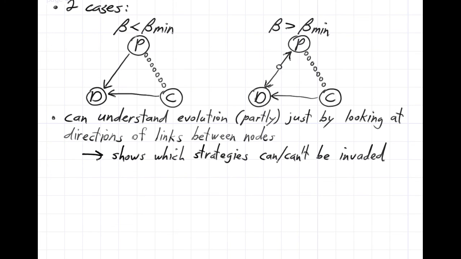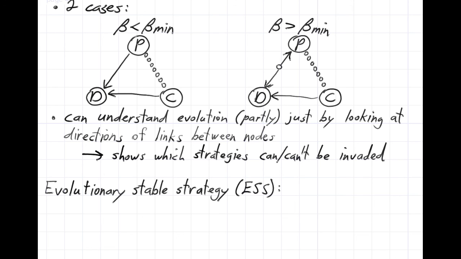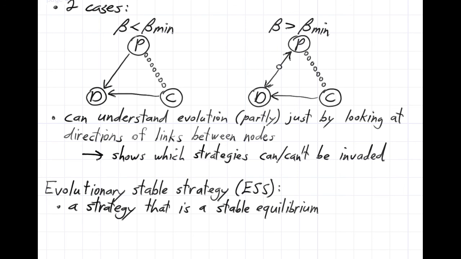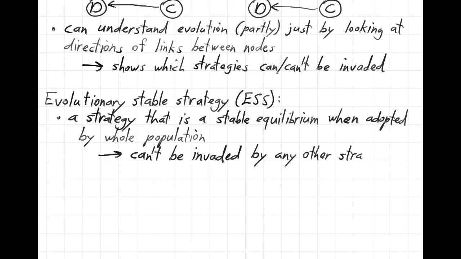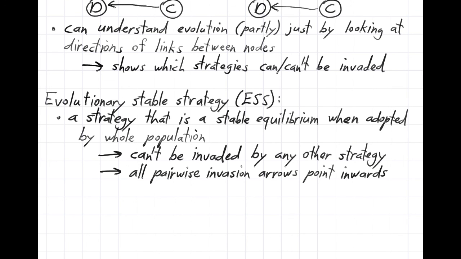So that ties into a concept we've already seen, which is the evolutionary stable strategy, or ESS. And an evolutionary stable strategy is a strategy or a type that is a stable equilibrium when it's adopted by the whole population. So it can't be invaded by any other strategy. How does that show up in our graph? All pairwise invasion arrows point in towards that ESS.